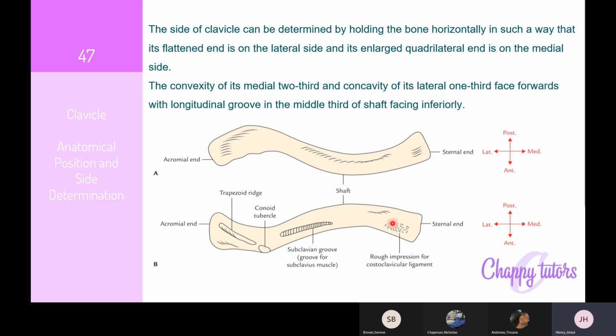And at the sternal end, we have a rough impression on the inferior surface, right? That rough impression allows for the costoclavicular ligament. Anybody remember what I said that ligament does? Okay, so remember I said that the sternal end of the clavicle articulates with the sternum and the first costal cartilage, the first rib cartilage. Well, it articulates with the cartilage via a ligament, the costoclavicular ligament, that is attached on this rough impression here.